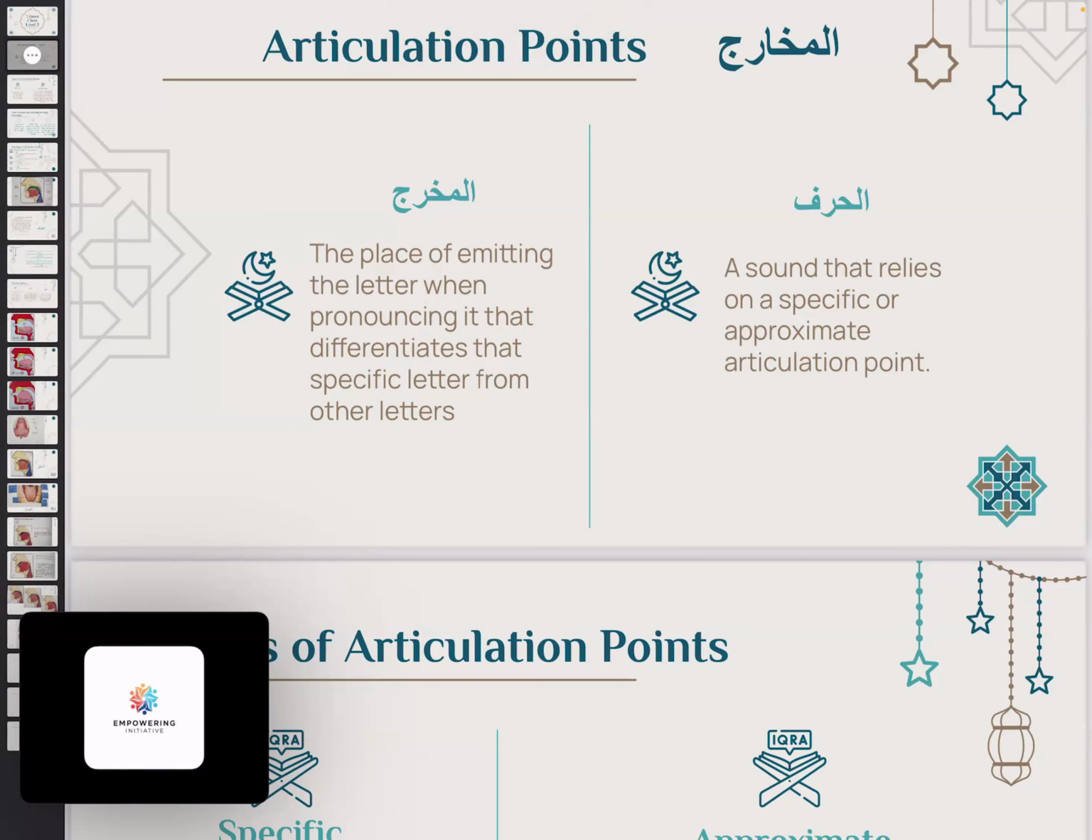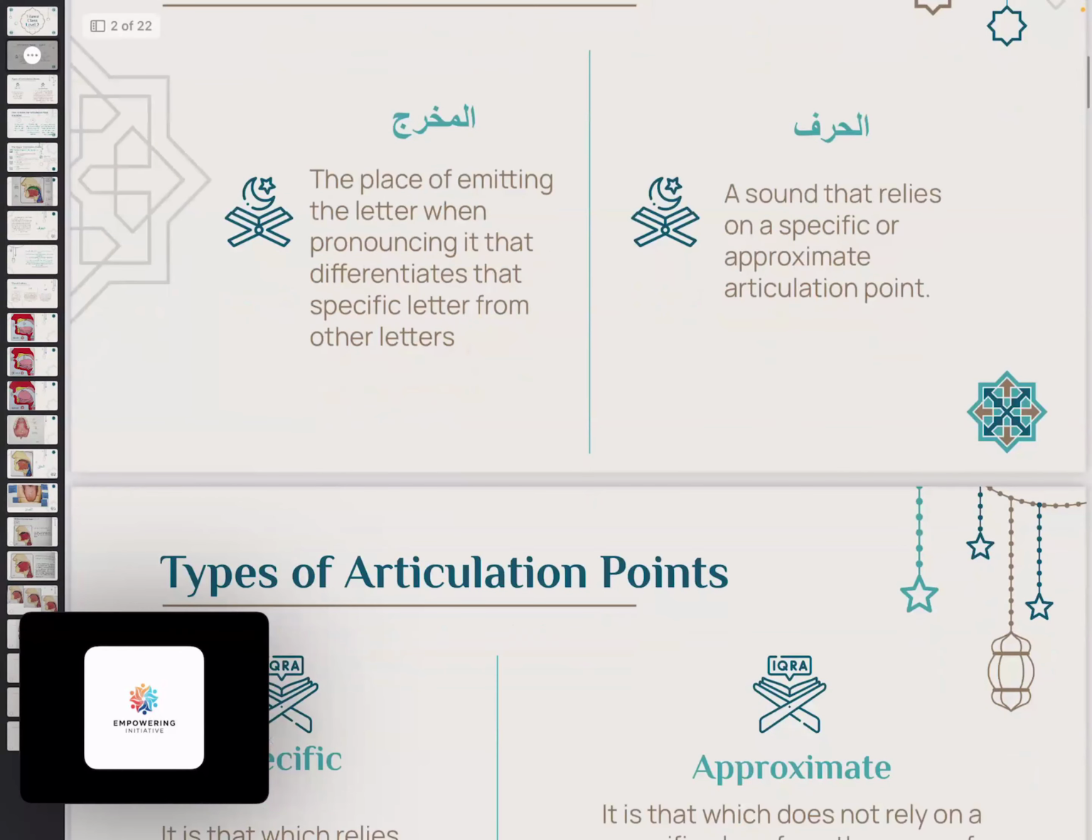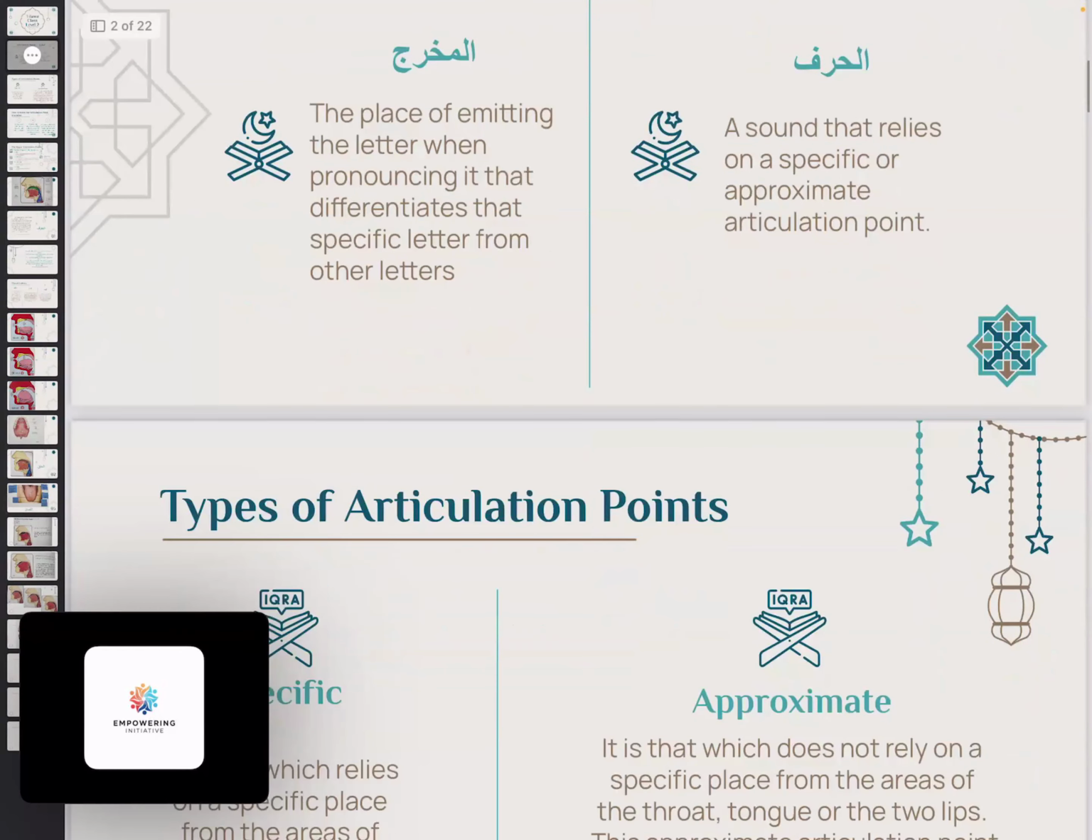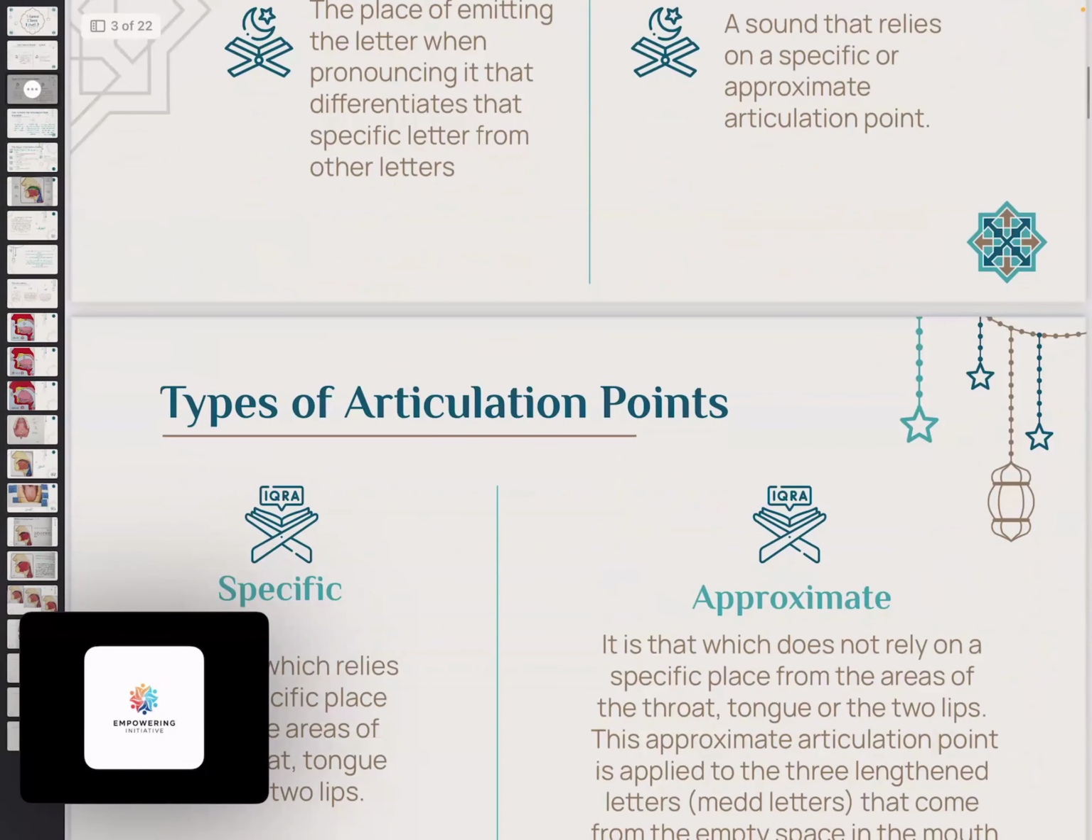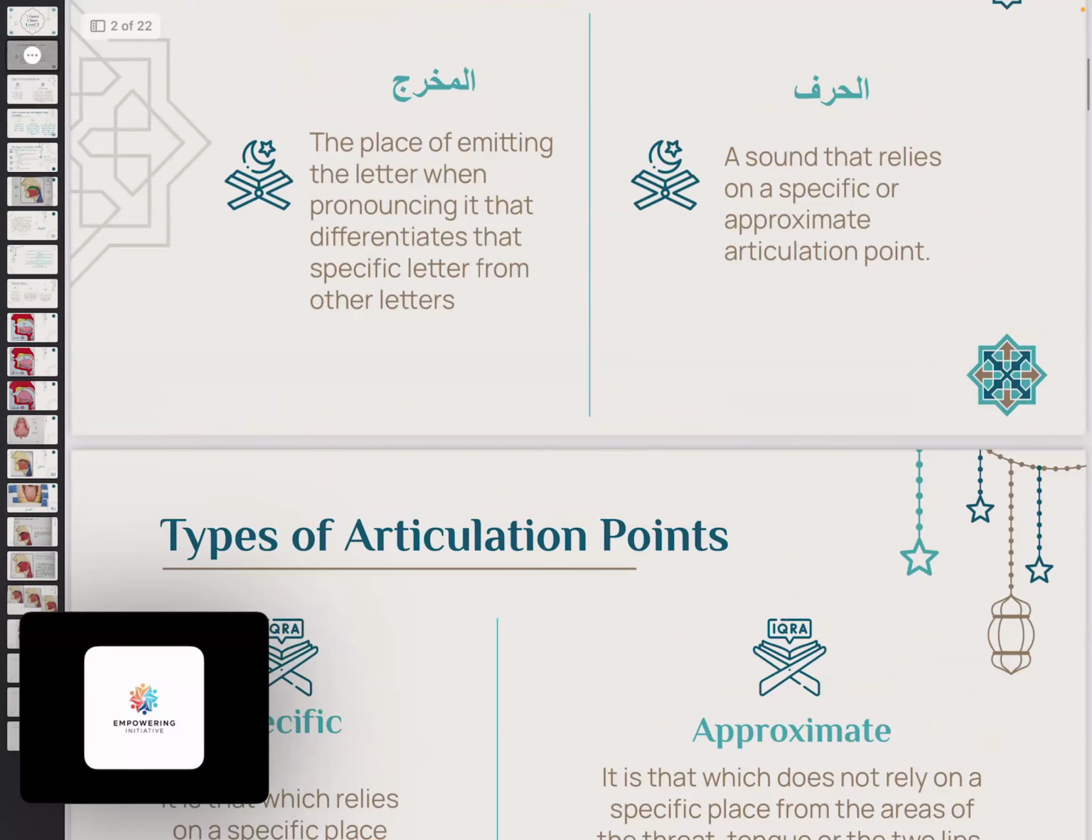And then al-harf. The harf is a sound that relies on a specific or approximate articulation point. So each harf has a different makhraj, and that's what makes the different sounds. For example, if ha and qaf came from the same makhraj, the same point, then they would not have any different sound. The difference in the makhraj is what makes a different sound.